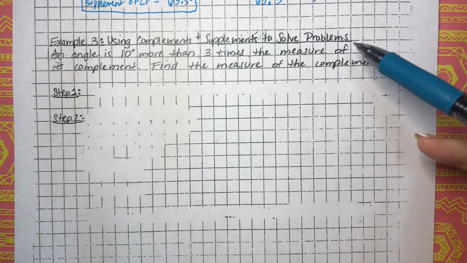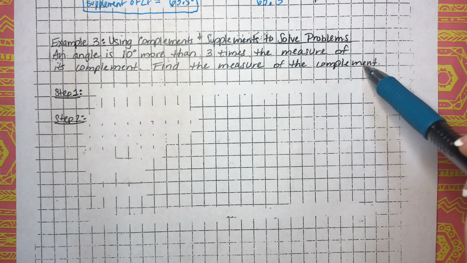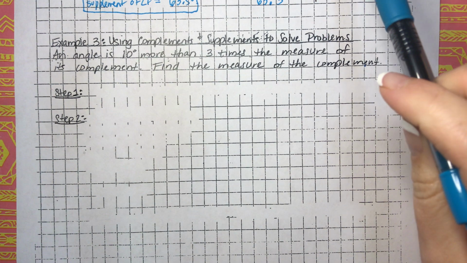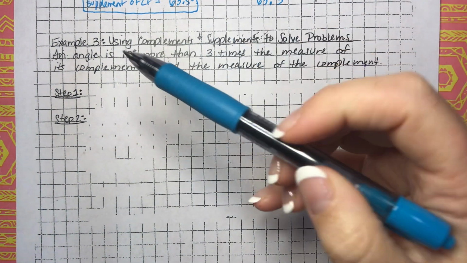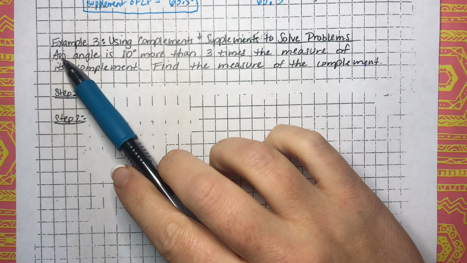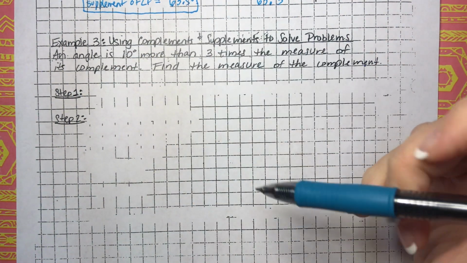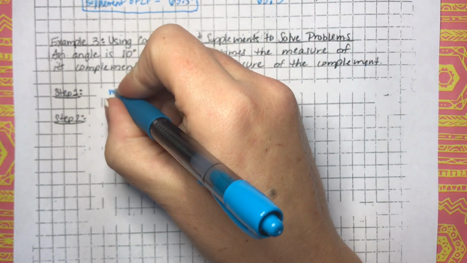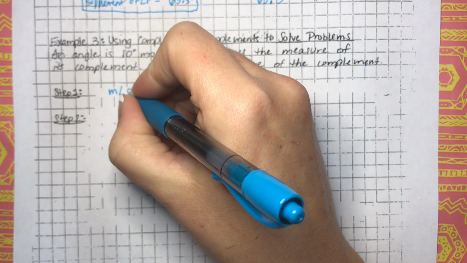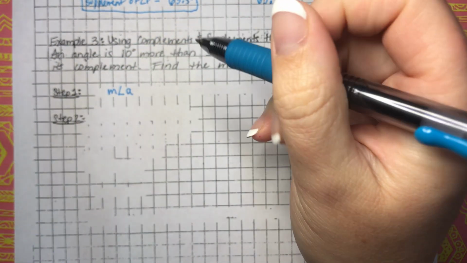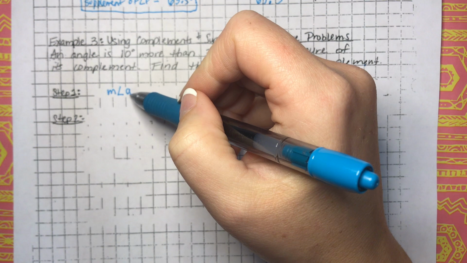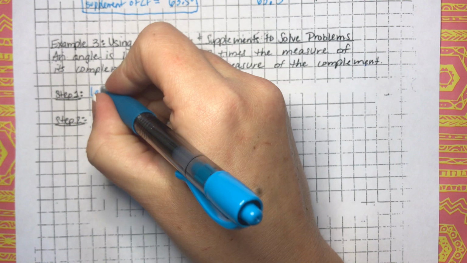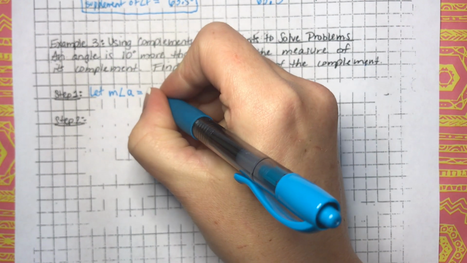Okay, so we're trying to find the measure of its complement. That's what the problem's asking us. They give us this first line. This first line is an equation, okay? So they're giving us an equation. So the first thing, an angle. Do we know what that angle is? No, that's an angle. We're just going to call that measure of angle A. Then it says, so measure of angle A. So we'll say let measure of angle A equal an angle.